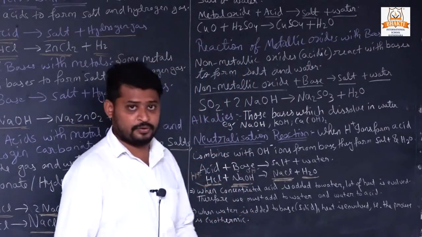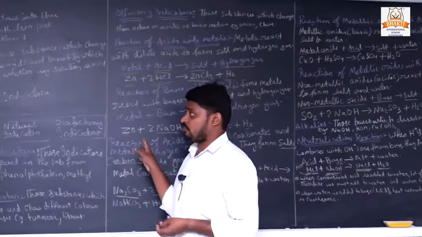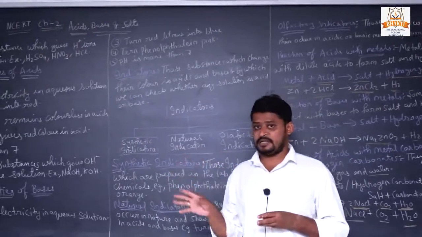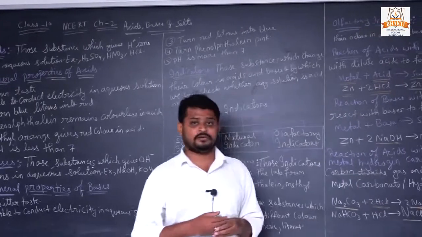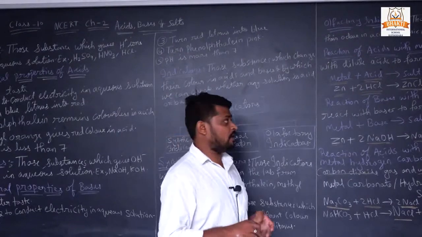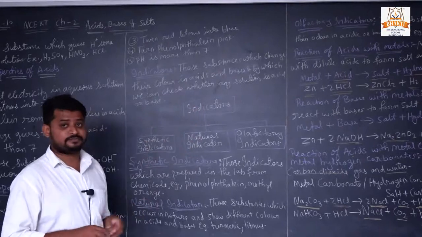So I hope you understand this whole chapter. This was the basic knowledge of this chapter. We will continue this chapter in our next video. In that video, we will study plaster of Paris, gypsum and bleaching powder, some of which are basic and some have acid.